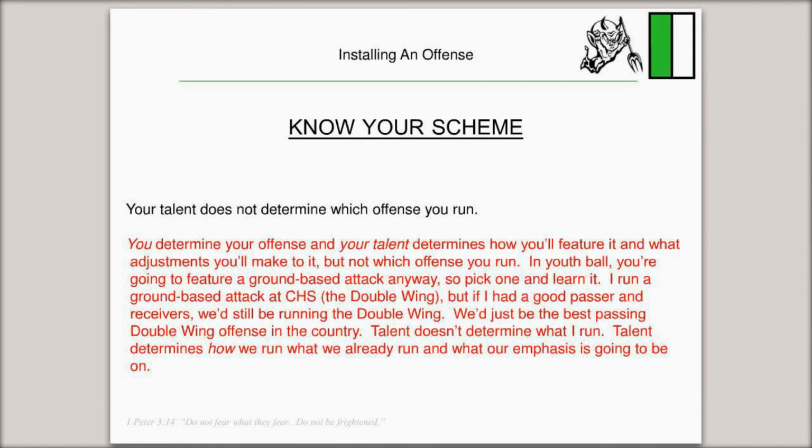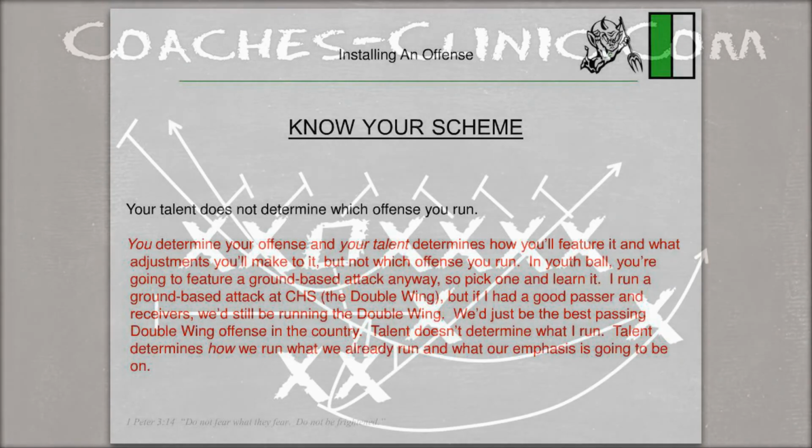In youth ball, you're probably going to feature a ground-based attack anyway, so pick one and just learn it. I run a ground-based attack at Cary High School, which is the double wing. But if I had a good passer and I had good receivers, we'd still be running the double wing. We'd just be the best passing double wing offense in the country. Talent does not determine what I run. Talent determines how we run what we already run and what our emphasis is going to be on. So if I have a coach saying, well, I'm going to wait till my talent shows up to decide which offense I'm going to run, that tells me he probably doesn't know how to run an offense.